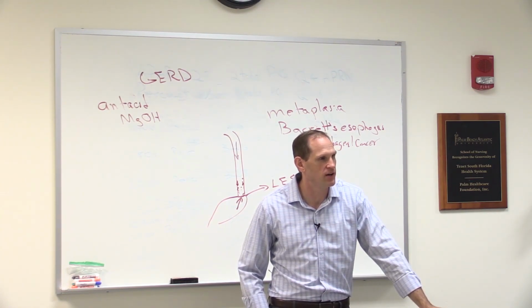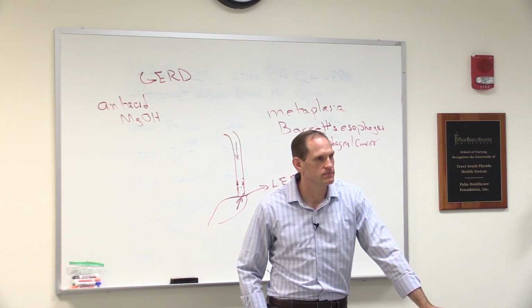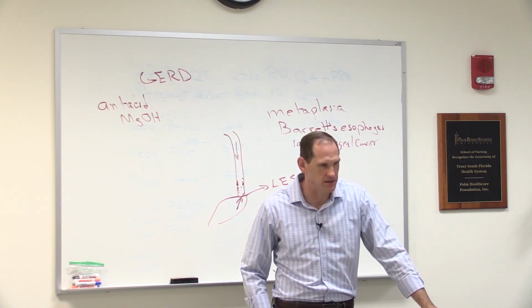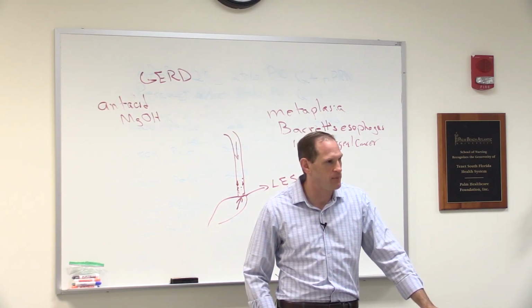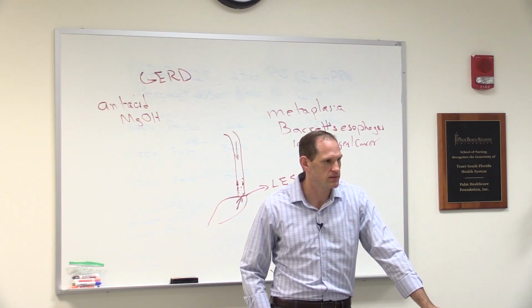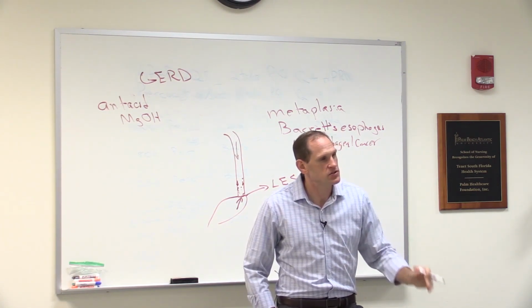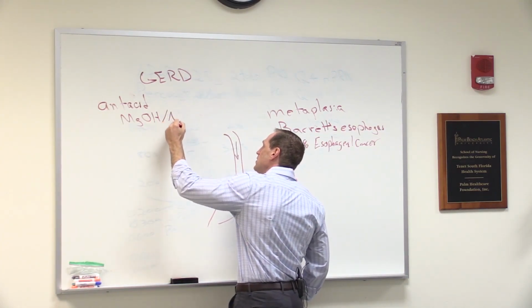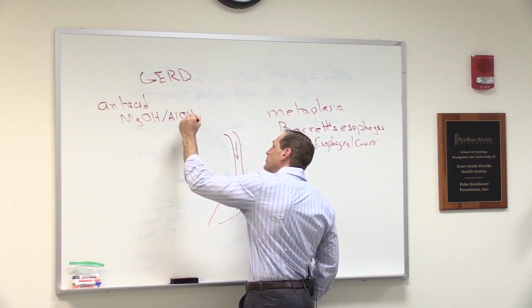Or magnesium hydroxide? It's a pretty good antacid. It's quite strong. But what's the problem with it? Adverse effect. Diarrhea. So we usually don't use milk of magnesia by itself. We usually use it in combination with aluminum hydroxide.